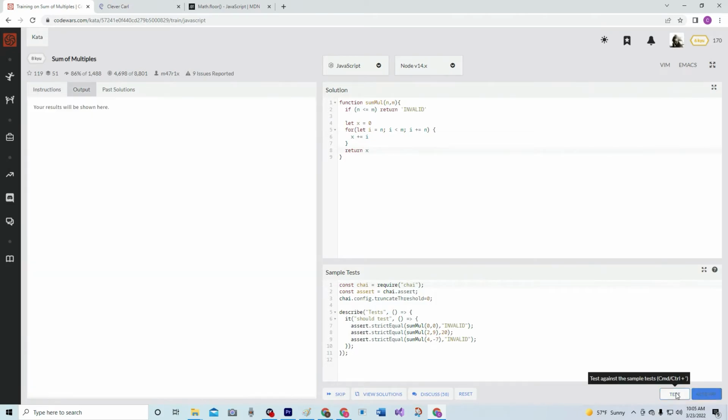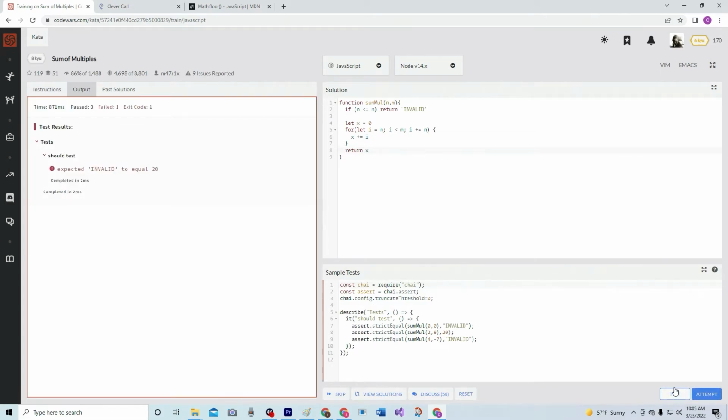All right, let's see what happens. Nope. If m is less than n, how about that? M is less than n, because it says expected invalid to equal 20. So this is where the problem was. So let's switch it up. That's better. That's smarter. All right, cool. Because n's always going to be a positive number, so if m is ever less than n, then that's going to be a problem. Okay, I see. All right, so we're good.